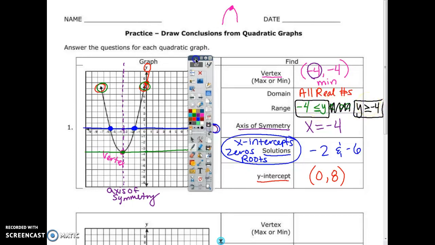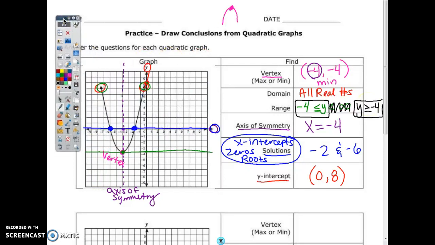All right? So I want you to do the same thing for problem 2, 3, and then continue with the worksheet answering those questions. Press pause, try to do 2 and 3 by yourself, and then I will show you how to do a few other things on this paper.